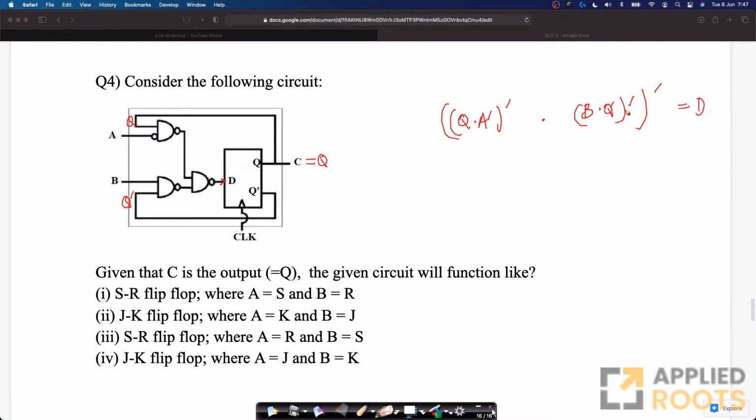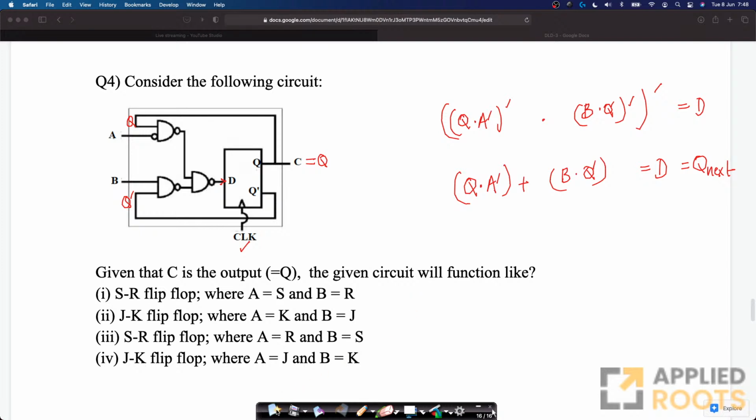Let's simplify the LHS first. Just apply De Morgan's law: A dot B complement, or X dot Y complement. So you get Q dot A dash complement becomes normal, plus B dot Q dash complement gets cancelled out. So this is your D, and whatever is your D, as soon as the clock ticks, Q will become D. So this is equal to your Q next, if you think about it logically. So this is the expression that you have.